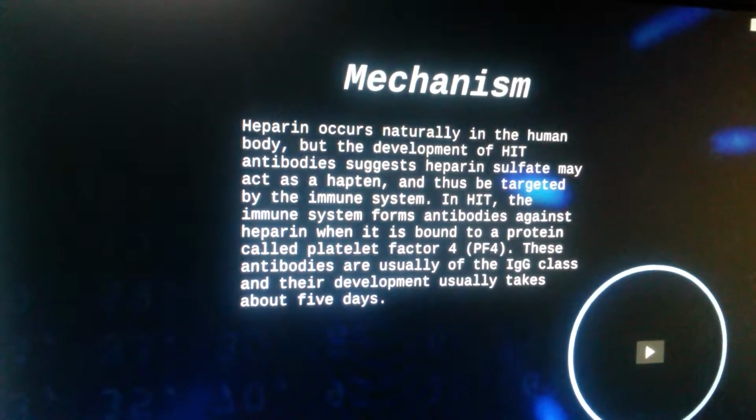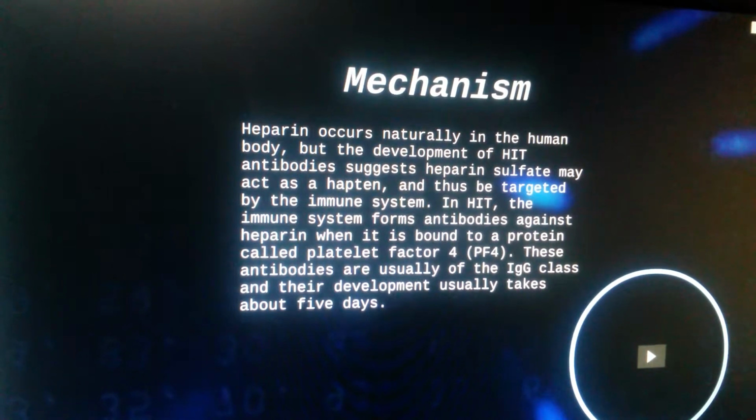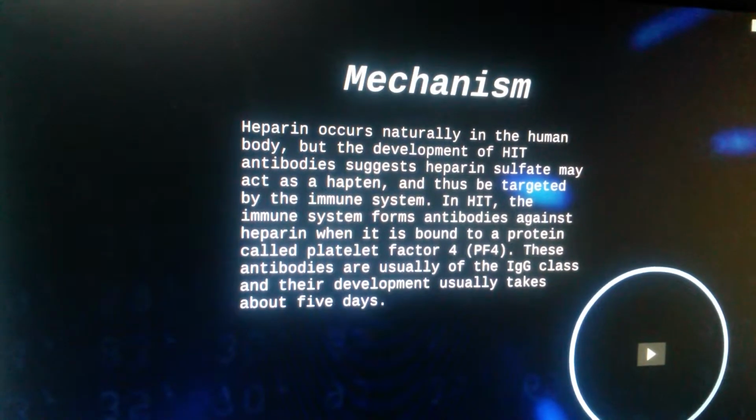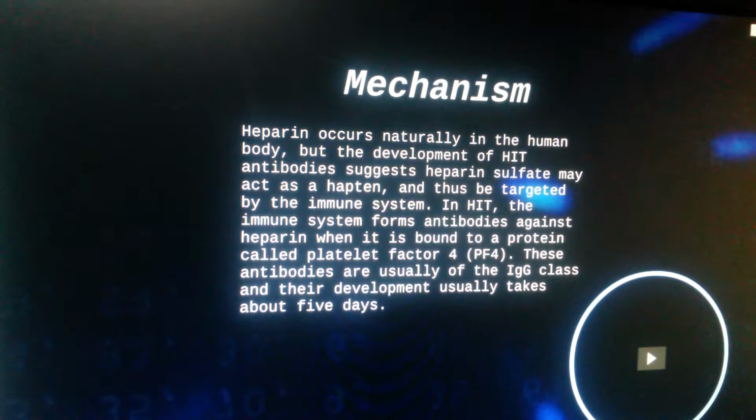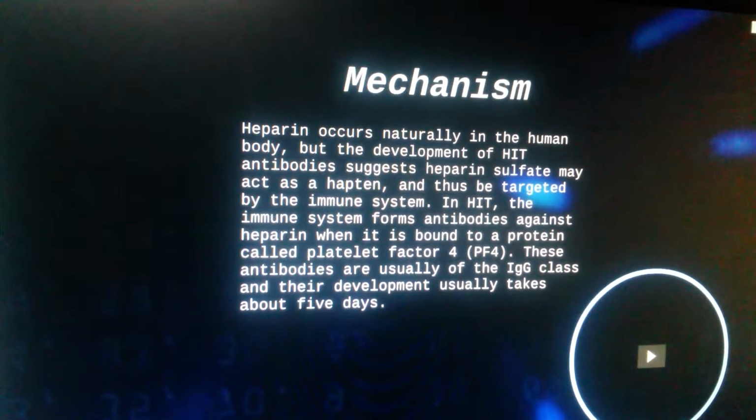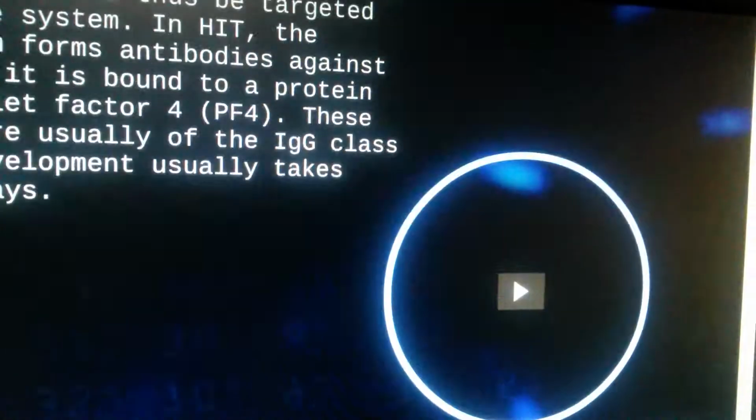Mechanism. Heparin occurs naturally in the human body, but with the development of HIT antibodies, heparin sulfate may act as a hapten and thus be targeted by the immune system.